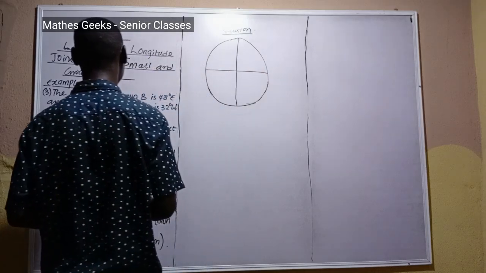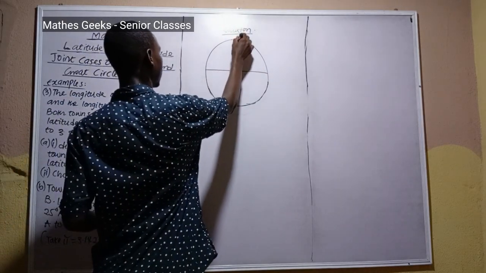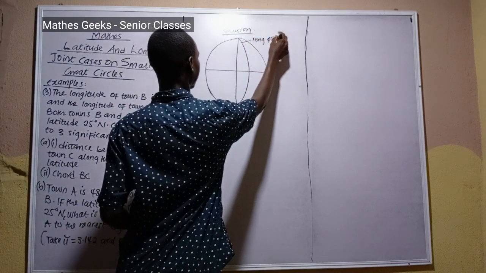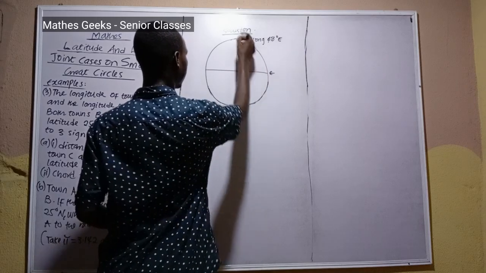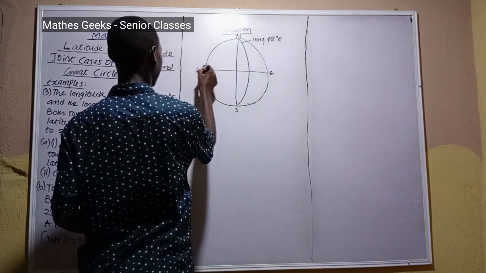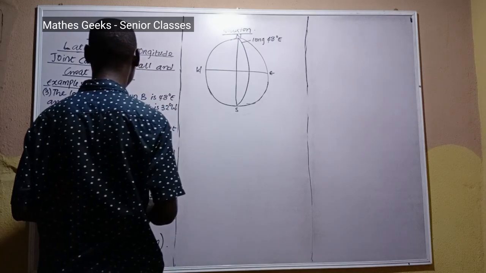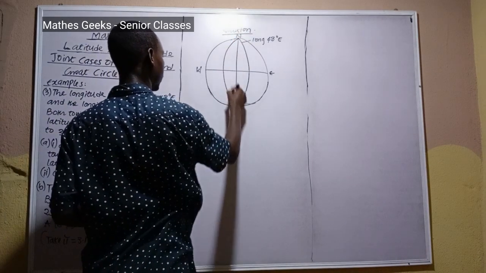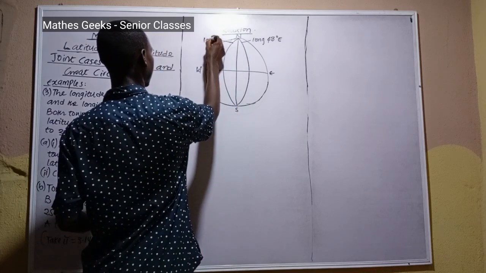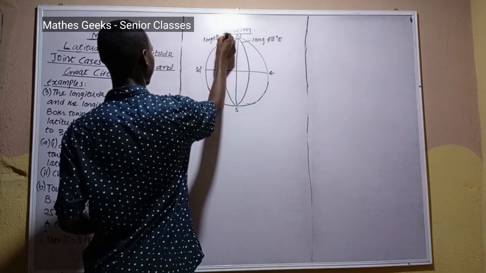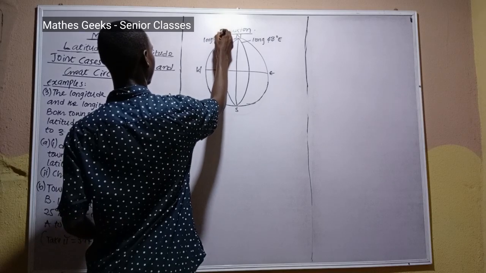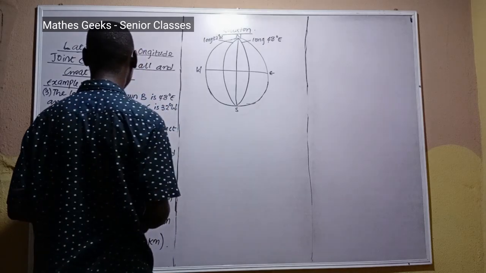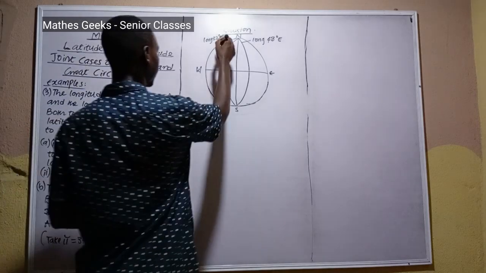Okay, so longitude of town B is 48 degrees east. This is the east. Longitude 48 degrees east, north, south, west. And town C is 32 degrees west. Longitude 32 degrees west. Alright. And both B and C lie on latitude 25 degrees north.